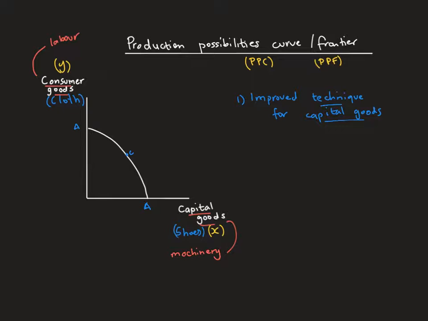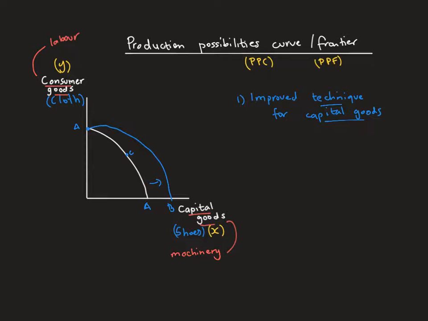And what happens to our PPC curve now is that it will actually swivel outwards. So we're still producing the same amount of cloth, but because now we've got new machinery to produce more shoes, our PPC curve tends to move outwards. So now we're moving from point A to point B.